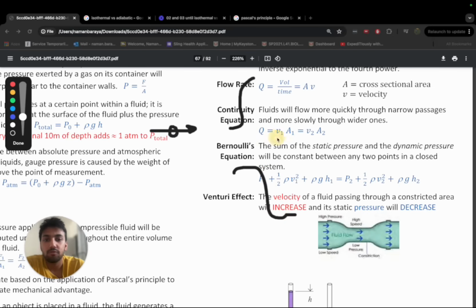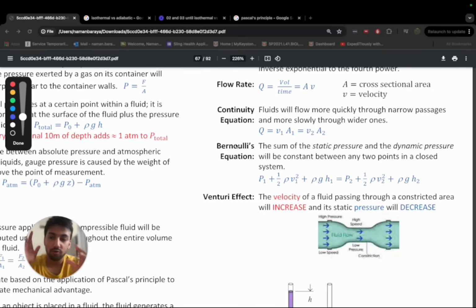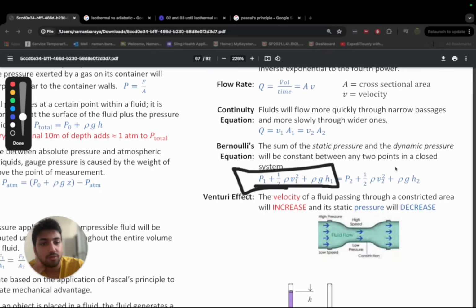And so V1 over here is really high, even though A1 is very small. And then V2 over here is very small because A2 is really large. And so there's basically continuous flow throughout the entire blood vessel, or any form of laminar flow will have continuous blood flow. Okay, Bernoulli's equation is basically that the sum of static pressures and dynamic pressures is going to be constant between any 2 points in a closed system. And so basically this is going to equal this.